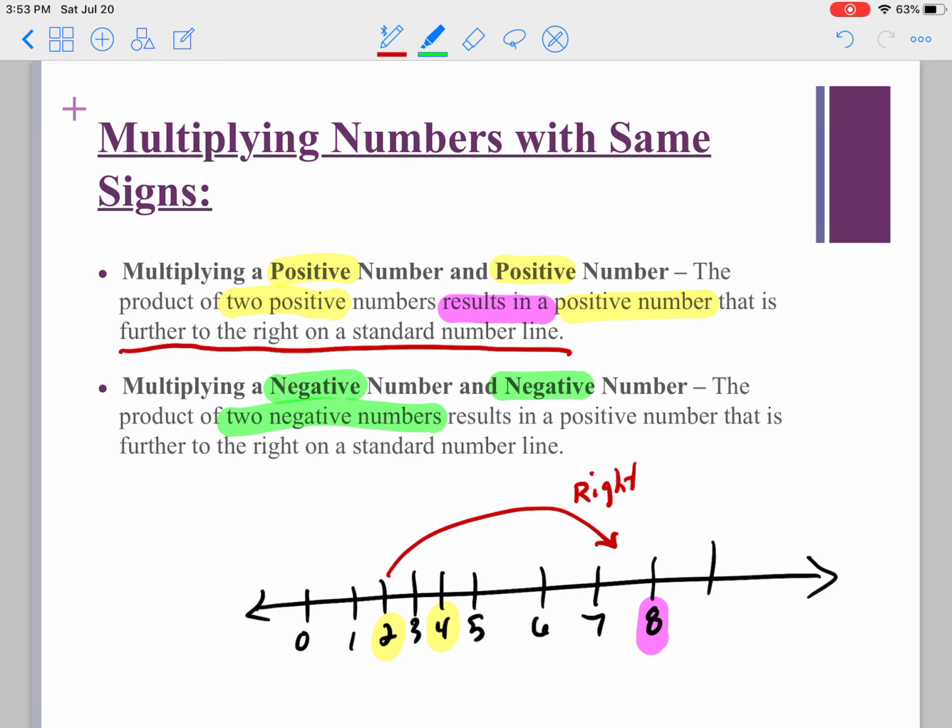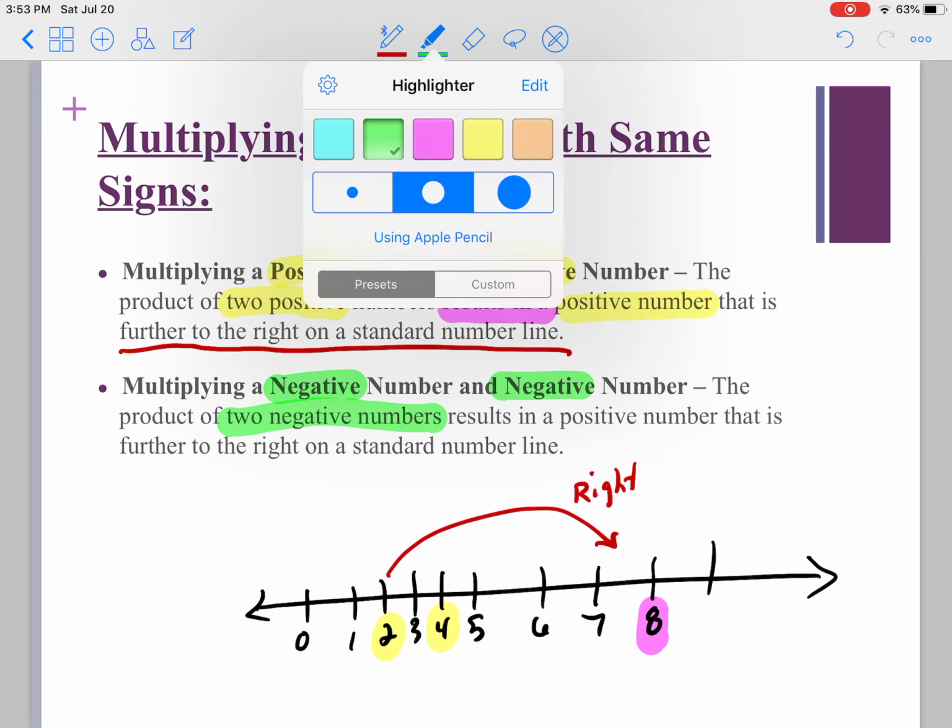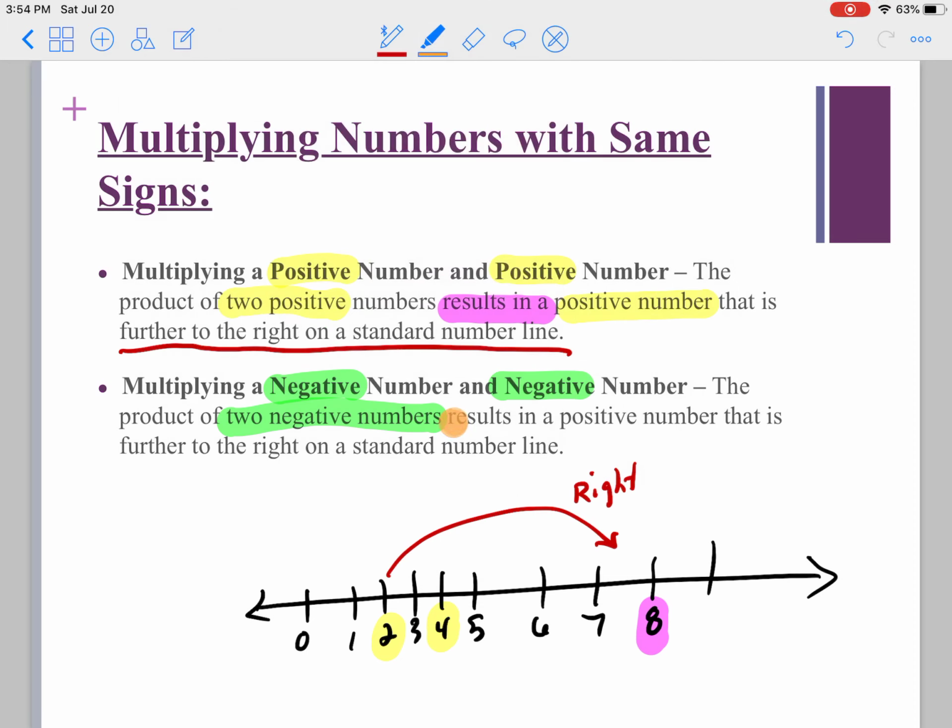Okay? So when we look at multiplying a negative number and a negative number, or two negative numbers, the result in this case is not a negative number.